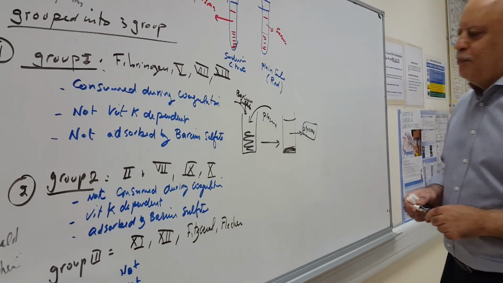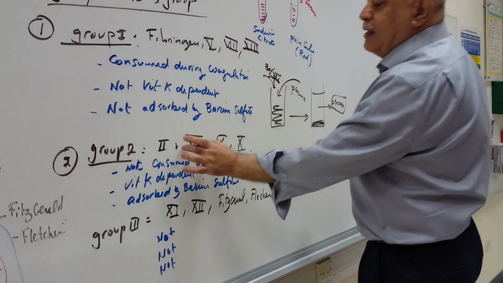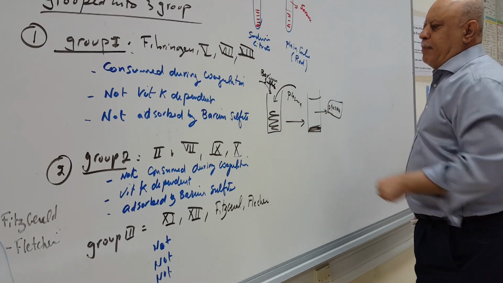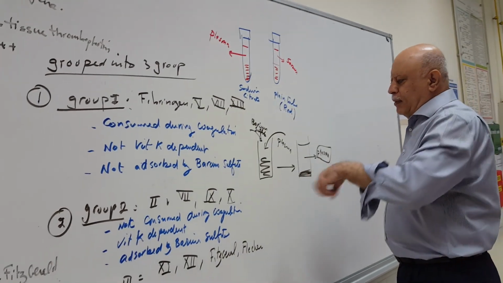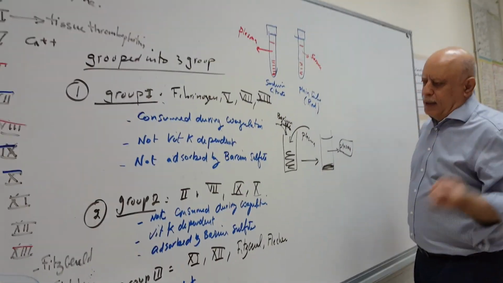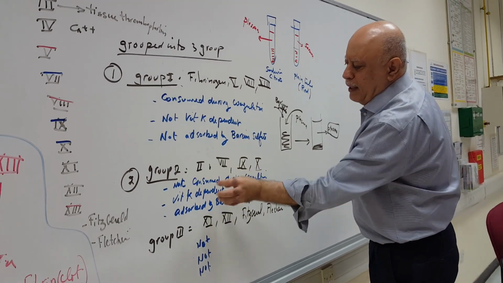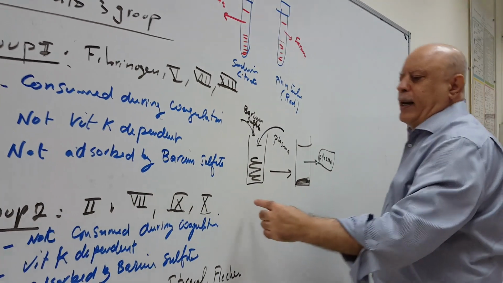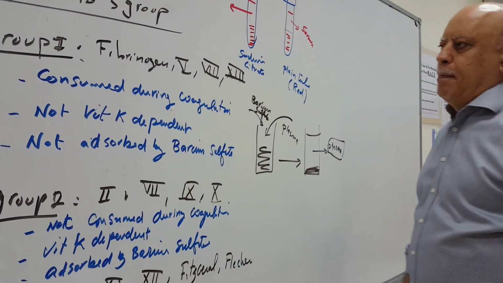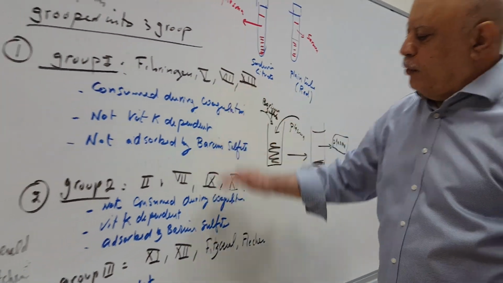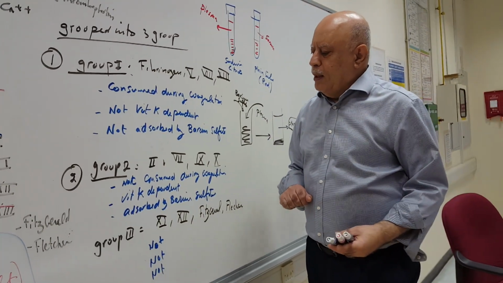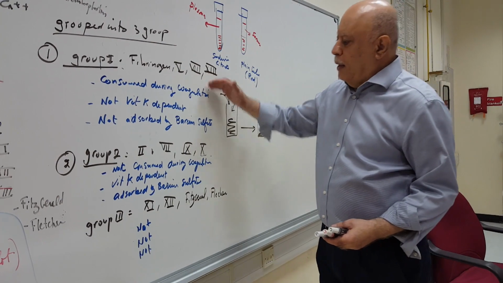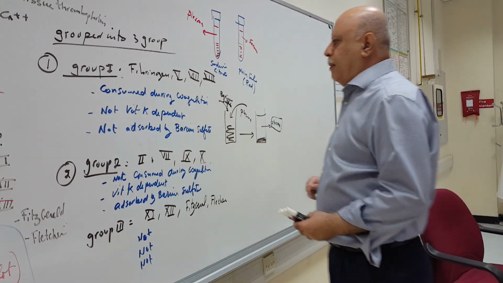So if you need a plasma without these factors, all you have to do is add some barium sulfate to the plasma and mix it very well. These factors will be absorbed to the barium sulfate, spin it, and the supernatant plasma will lack these factors. However, group 1 and group 3 are not affected by barium sulfate.